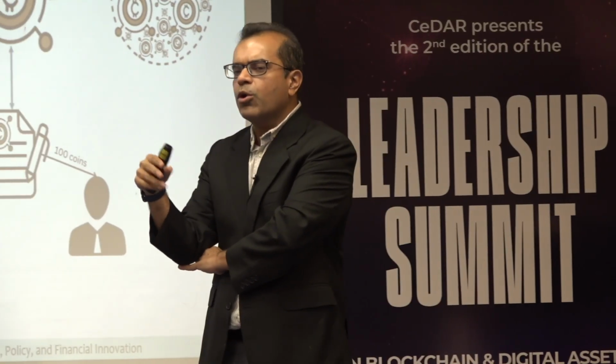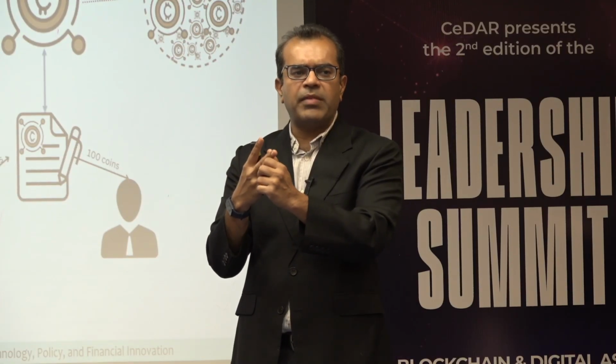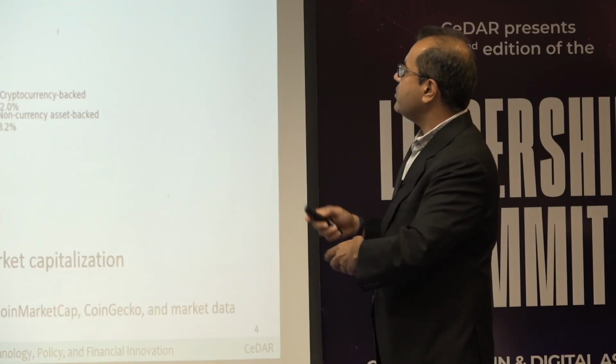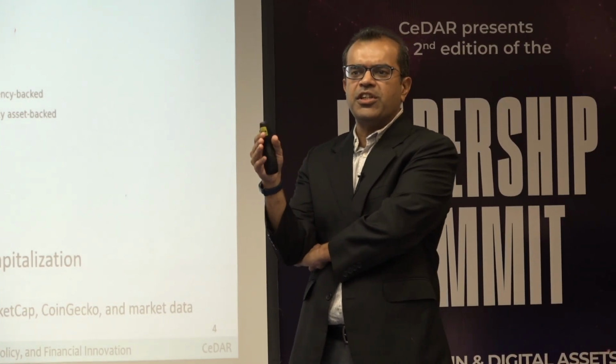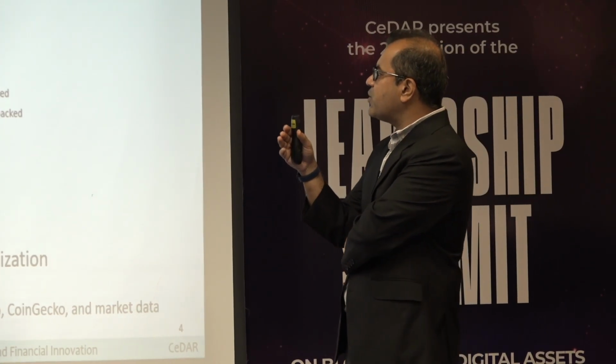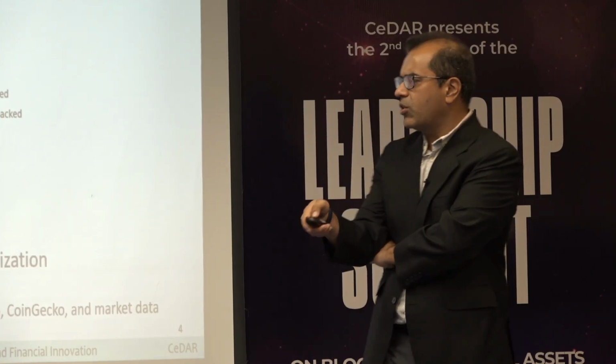And today we are going to talk about two examples of stable coins: ones that are backed by a fiat currency, and ones that are backed by an asset. So here, for example, we have the total market of stable coins, and we see that by April 2026, almost 95% of the stable coins are fiat currency backed. Most of the stable coins that we know of, for example USDT or USDC, are fiat currency backed. A small percentage is non-currency asset backed, and then there are some other types of stable coins, for example, backed by a cryptocurrency, and so on and so forth.